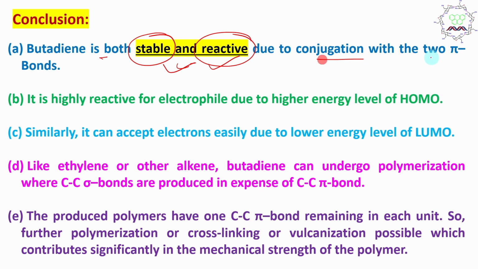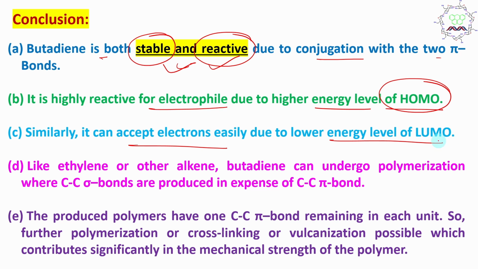Now, due to conjugation with two pi bonds, this is what we get. And as I told, it's highly reactive toward electrophiles due to the high energy level of HOMO. It can also accept electron density easily due to the lower energy level of LUMO. By the way, this is HOMO. High energy level of HOMO, low energy level of LUMO.